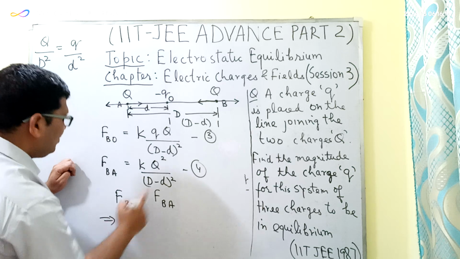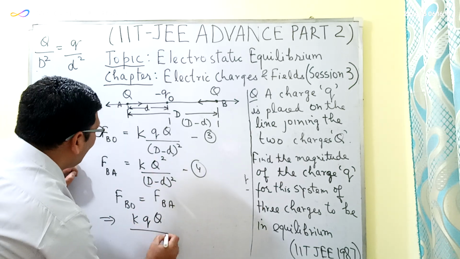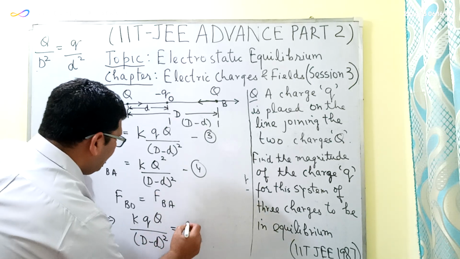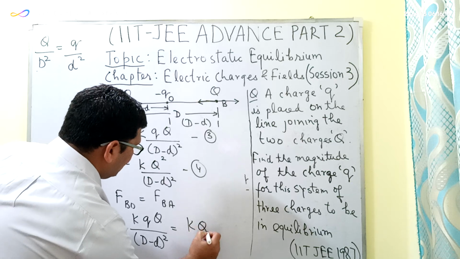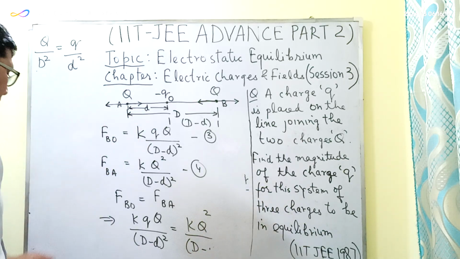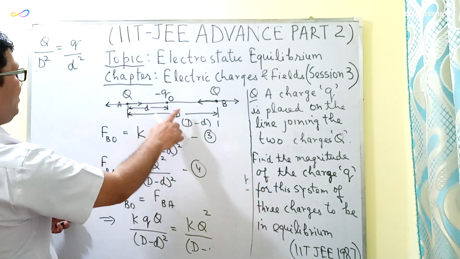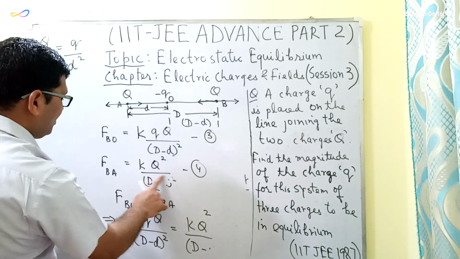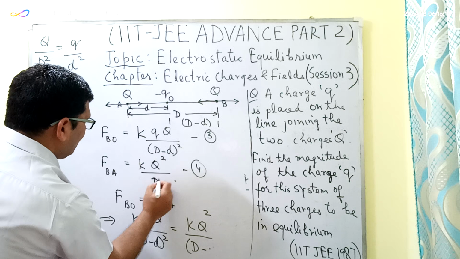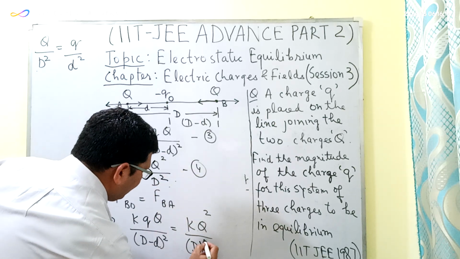So if I equate these two equations, that is 3 and 4, I will be getting KQq divided by (D minus d) whole square, and this is equal to KQ square divided by D square. Here, the distance between these two charges is D. So this will be equal to KQ square upon D square.